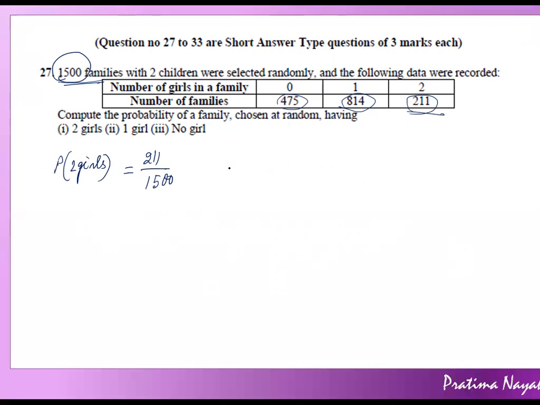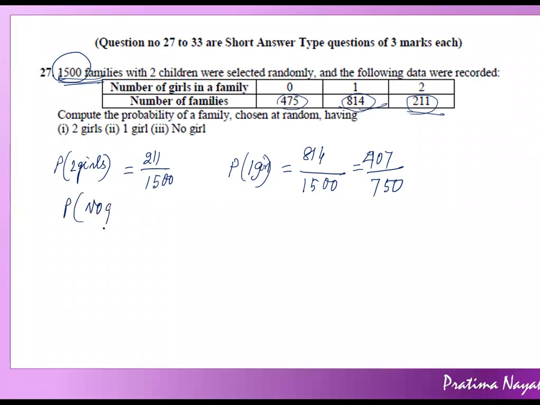This cannot be simplified more. Similarly, next is the probability of 1 girl. Probability of 1 girl is the number of families with 1 girl, 814, upon total families 1500. Here you can cancel with 2. It will be 407 upon 750. No more calculation is possible. Can it be simplified? No.